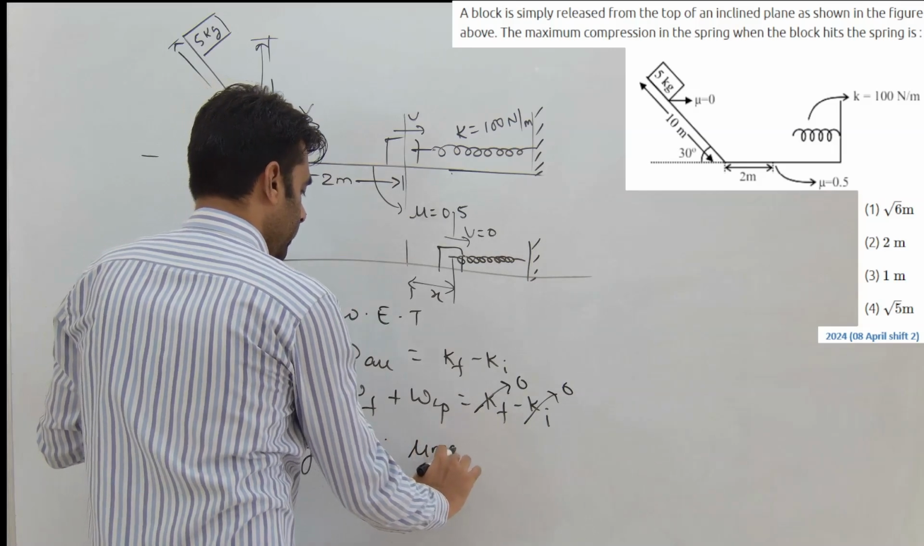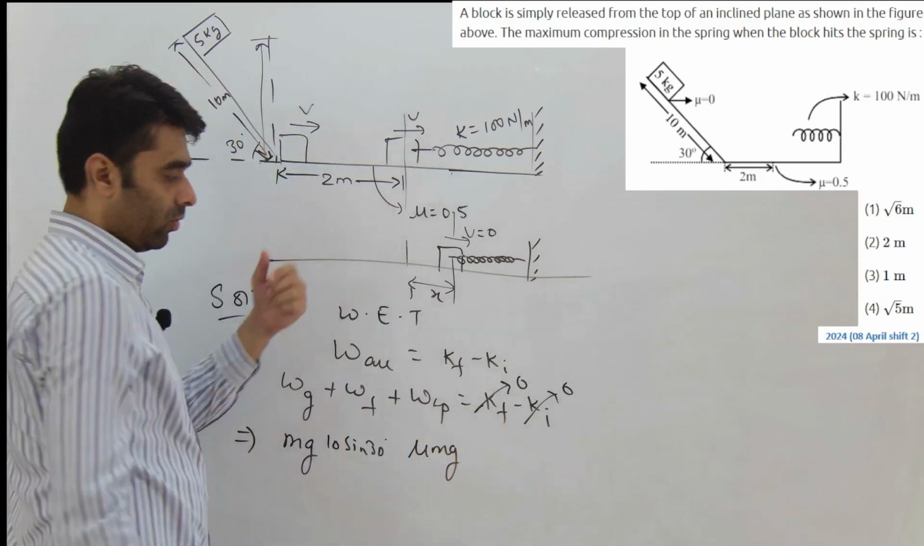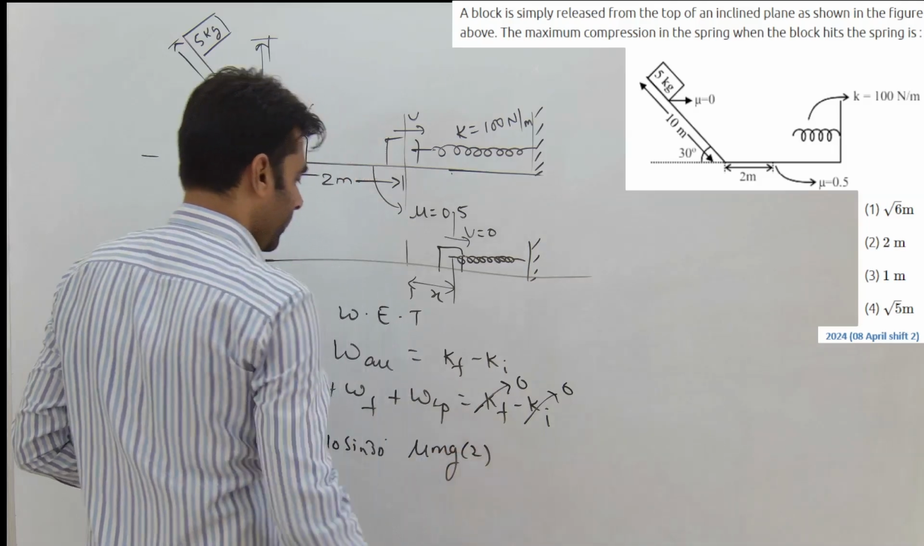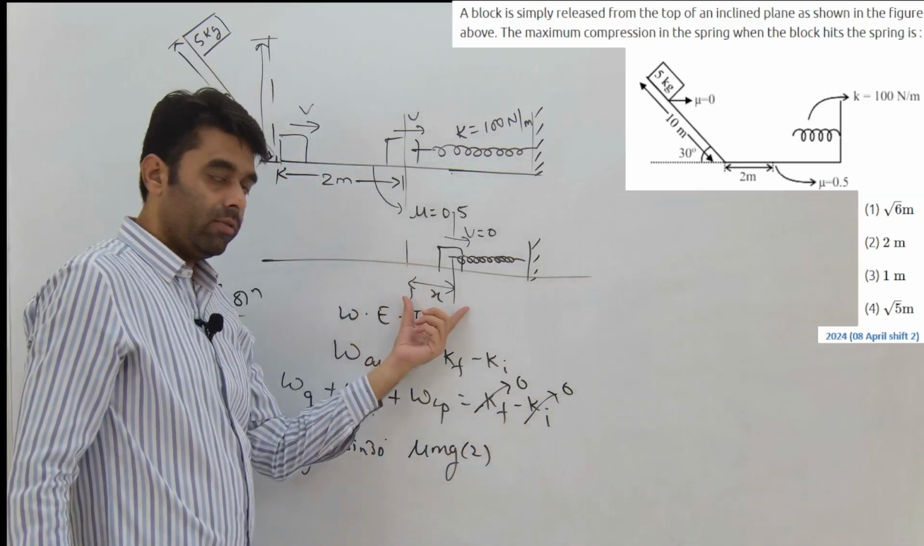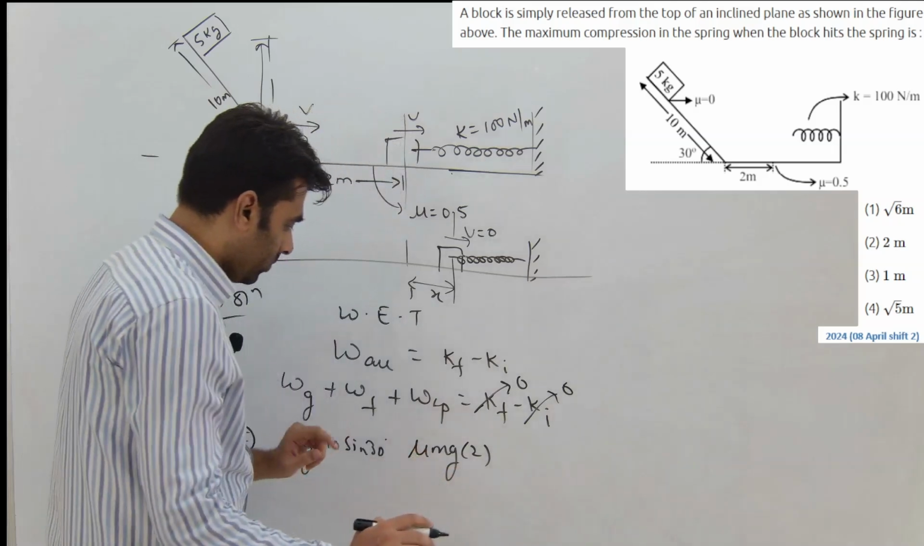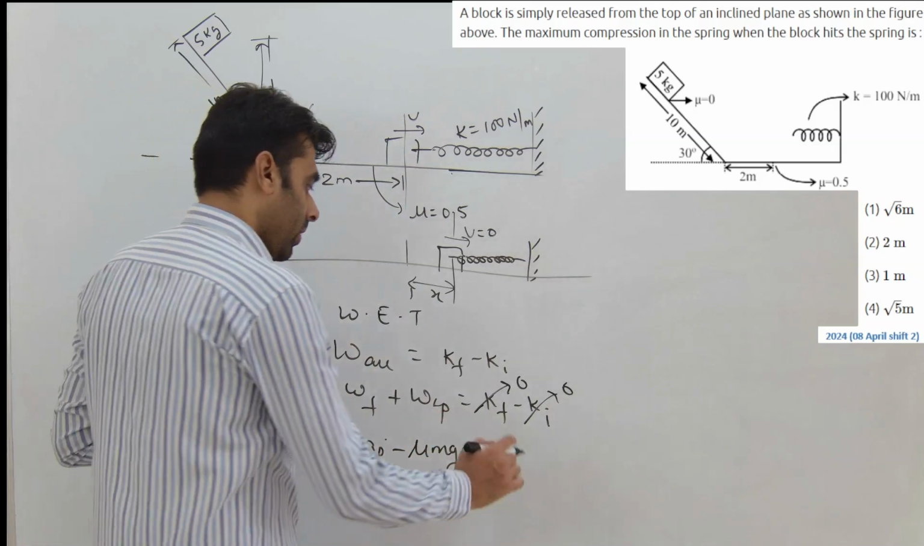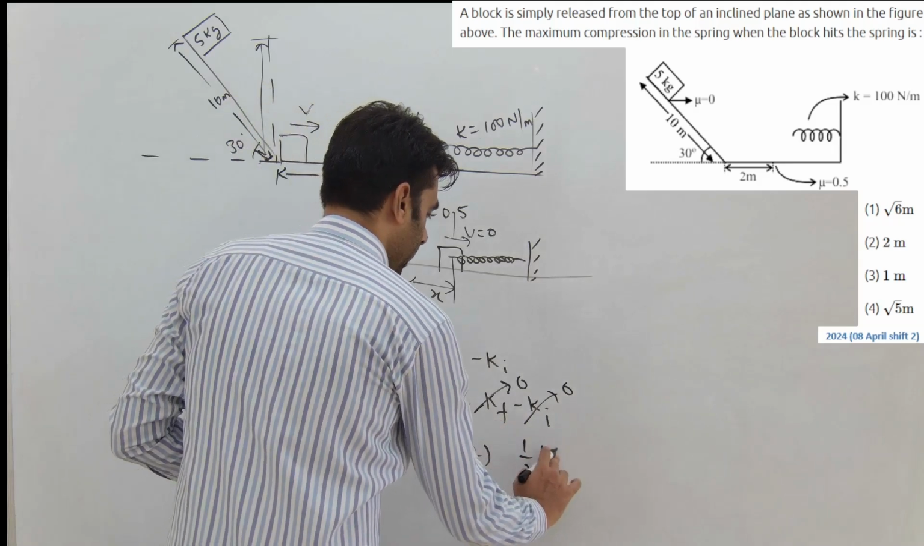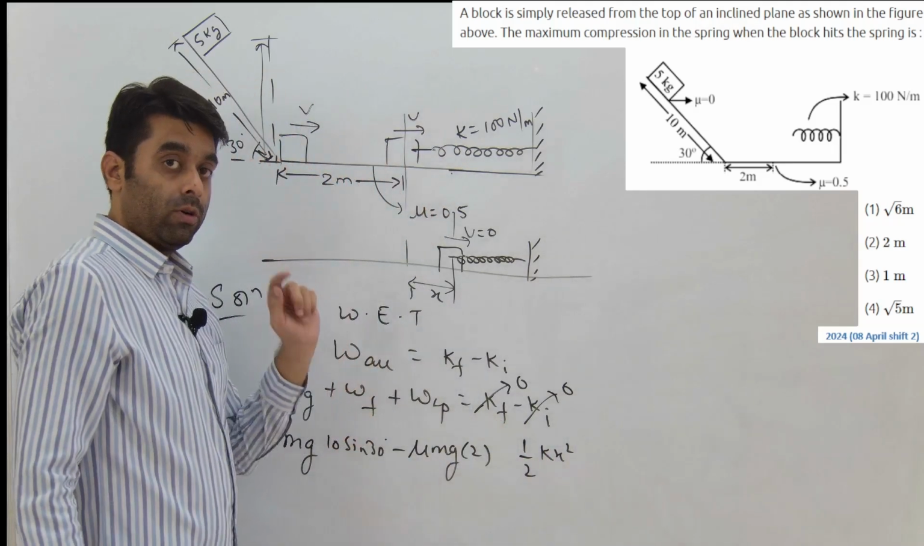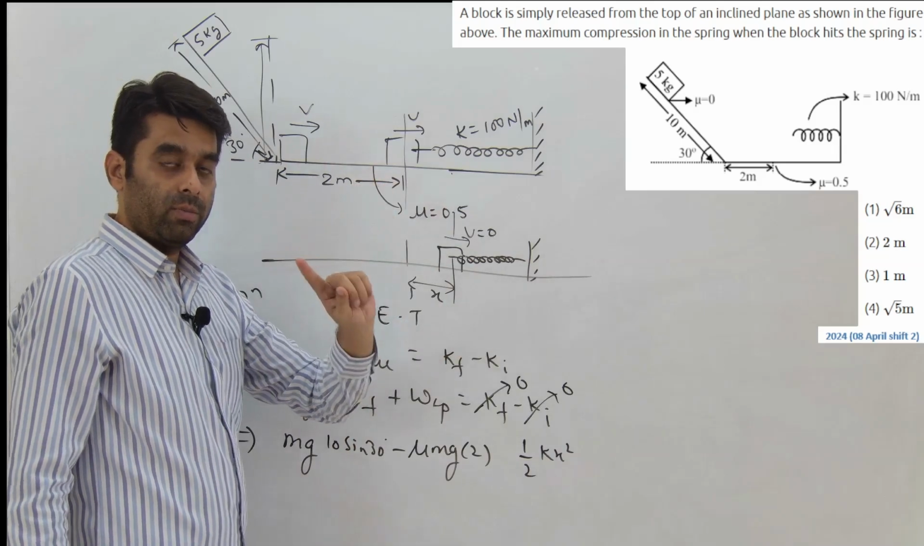mu mg into displacement, which is 2. Fine. Work done by spring. Now, one thing over here I missed: this work done by friction will be negative. Work done by spring is half kx square. Because the spring is getting compressed, the work done by spring will be negative.